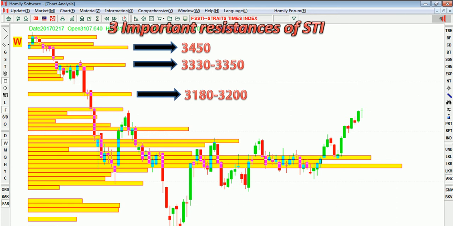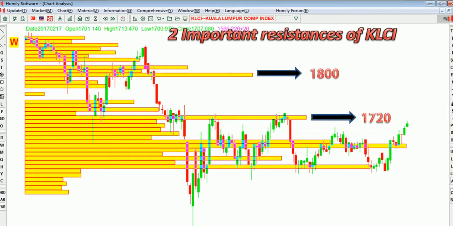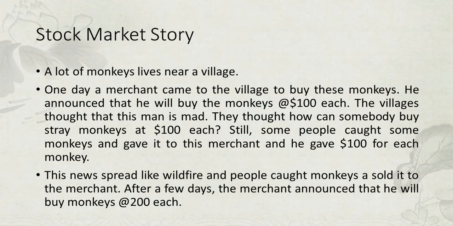Then we can see where the next support or resistance is. So the next one is here, 3180 to 3200, the next resistance and the next resistance. So if you want to know where the resistance is for the STI index, you can use this method to judge. Remember, if you want to judge the resistance, you'd better connect the high point to the present price. If you judge the support, you should connect the low point to the current price. So this is the chips distribution. The next one is the KLCI. We can also use this method to judge. Then we can see the stock market story.